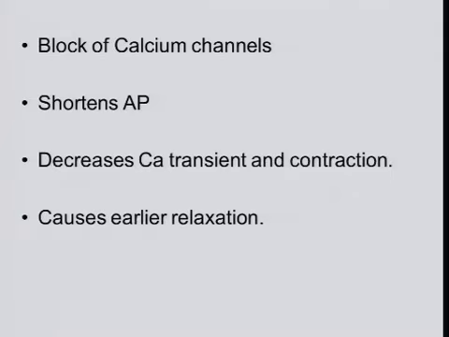So block of calcium channels has some effects. They shorten your action potential. They decrease that calcium transient and thereby decrease the strength of contraction, and they cause an earlier relaxation because they've shortened your action potential.